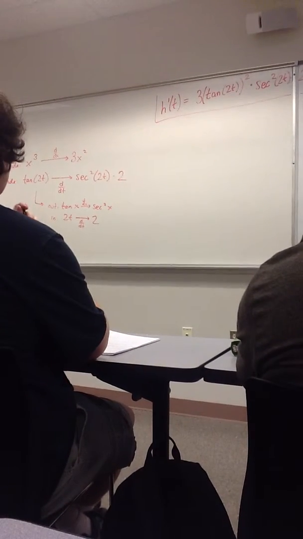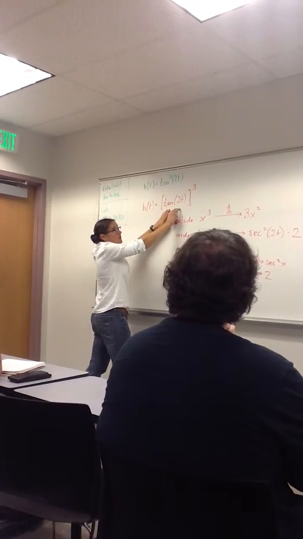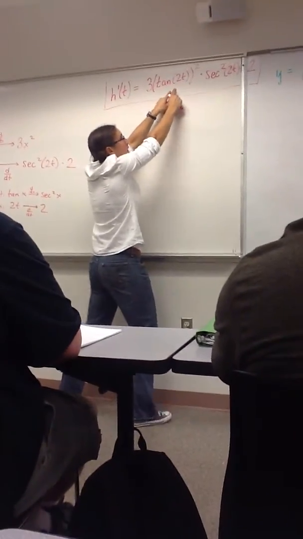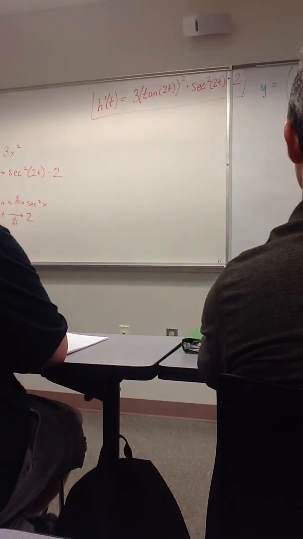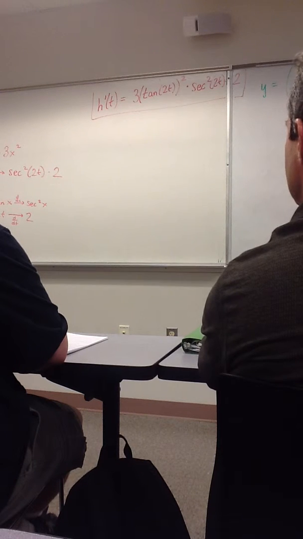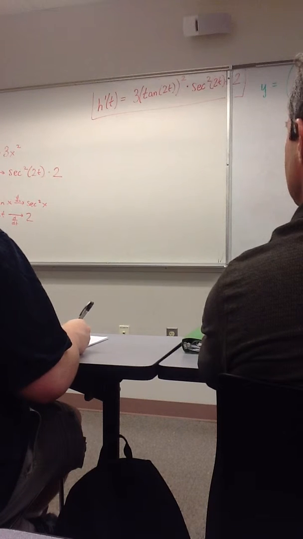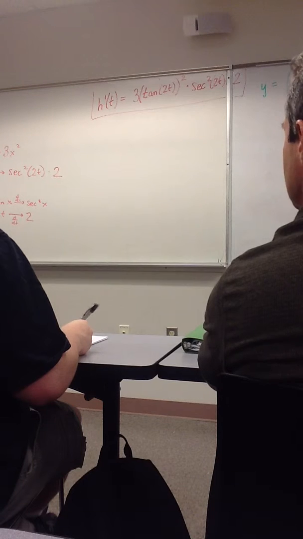All right, so here we had our outside function, which was x cubed. Our inside function was tangent of 2t. We took the derivative of the outside, keeping the inside the same, times the derivative of the inside. Well, our inside function was tangent of 2t, and that one we had to use a chain rule on as well. Okay, so our inside there was 2t, our outside was tangent x. Derivative of the outside, keeping the inside the same, times derivative of the inside. Okay, any questions or comments about our h prime of t?